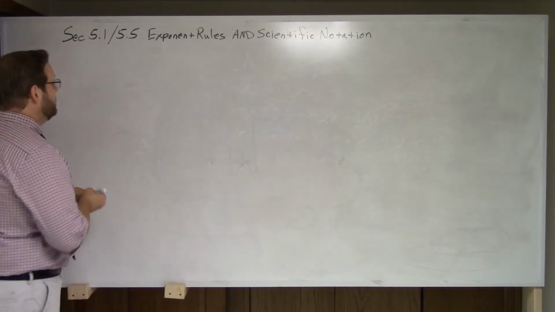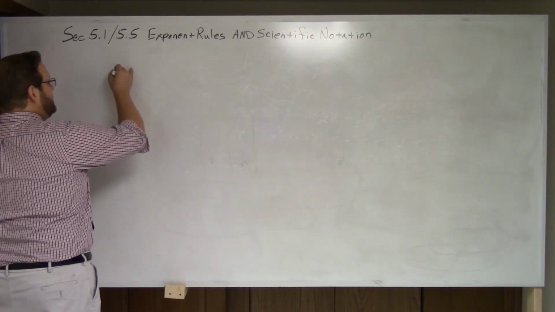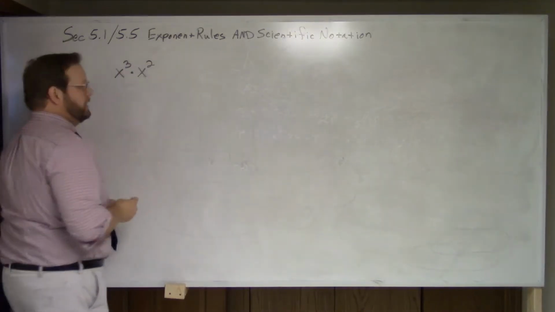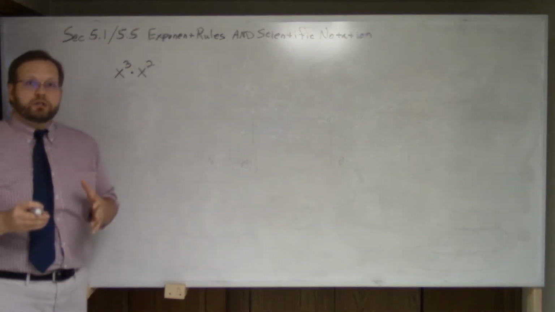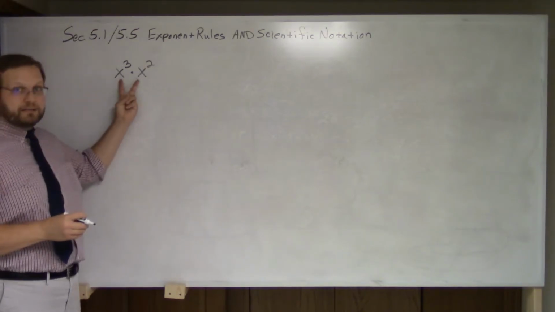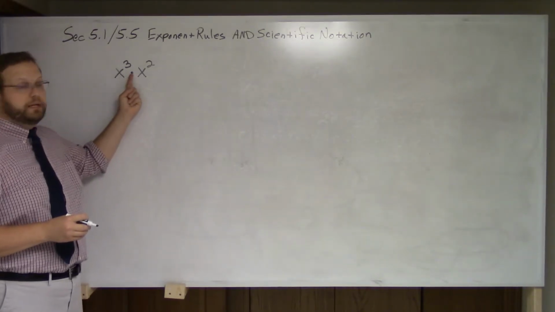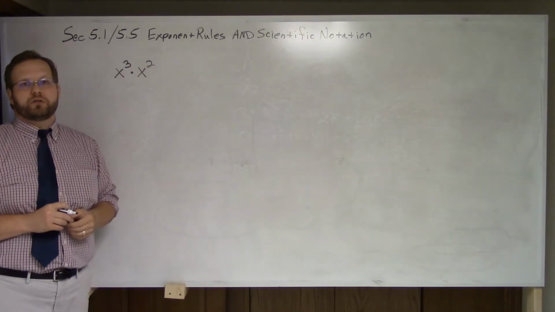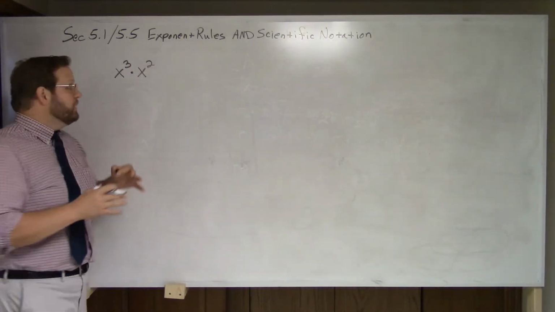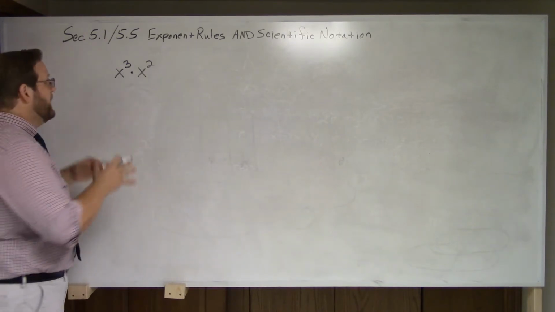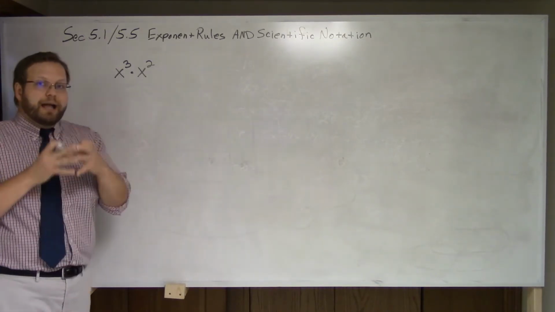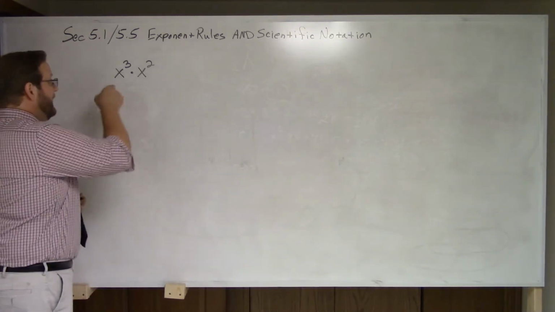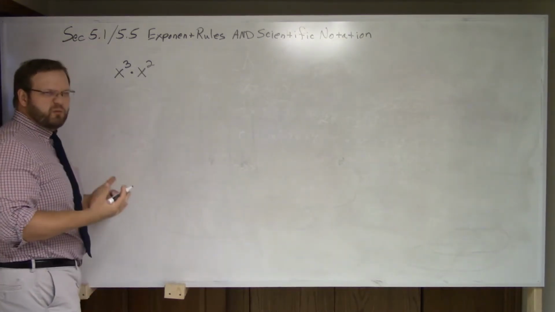So let's start off with something like this. Let's say we have x cubed times x squared. Okay? Now what I want you to notice there is that we have the same base being multiplied. Okay? What do we do with those exponents when we want to simplify these two parts together? Okay? So if you know, great. If not though, I want you to remember, if you are ever in doubt, expand it out. Okay? What do I mean by that? X cubed times x squared. What is that really saying?